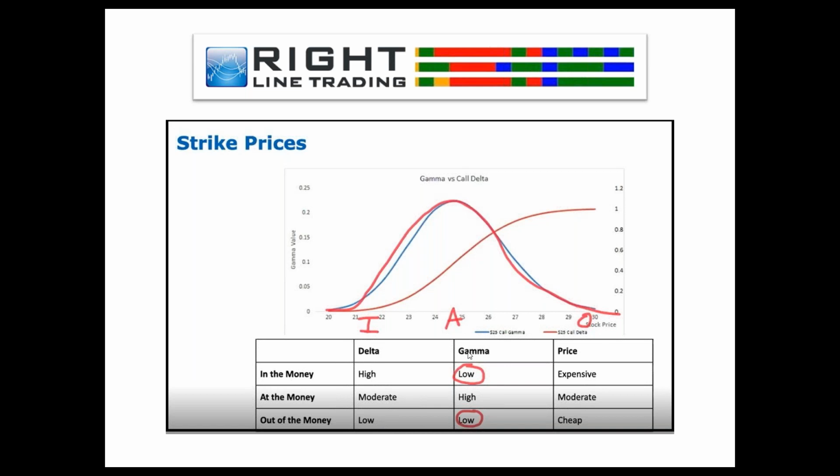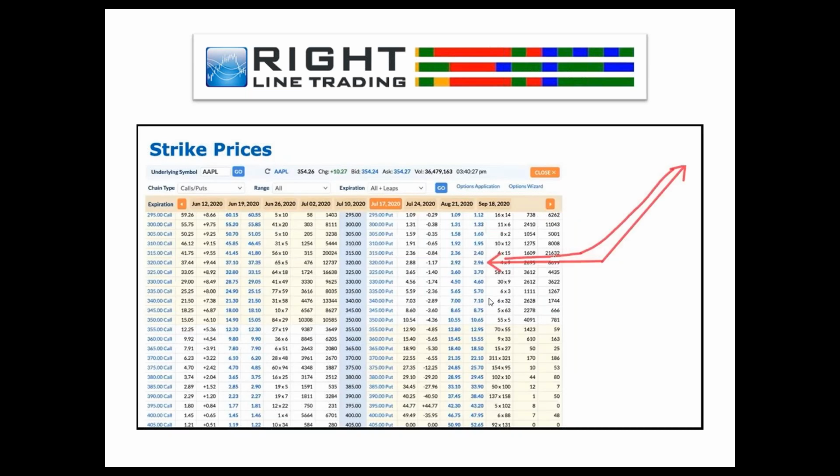And the reason is because of the gamma. Here, the gamma is almost down to 0. And here, the gamma is all the way down to 0. So you're not leveraging the option to change in price significantly as the price of the underlying stock moves. Now, the in the money is expensive, the at the money is moderate, and the out of the money is cheap. So here's what we want to do.